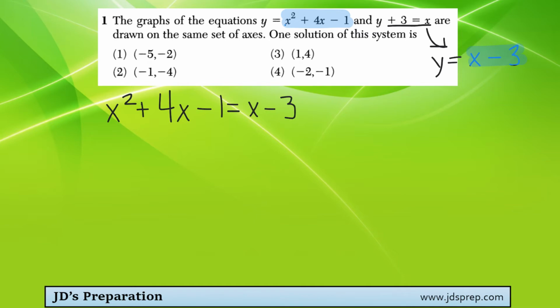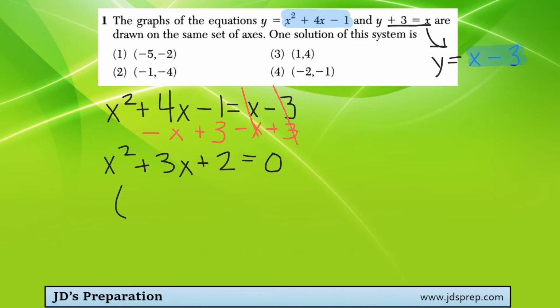Next, I'm going to subtract an x and add a 3 to both sides of the equation. And by doing that, we will cancel everything out on the right-hand side here. So we'll be left with x squared plus 3x plus 2 is equal to 0.